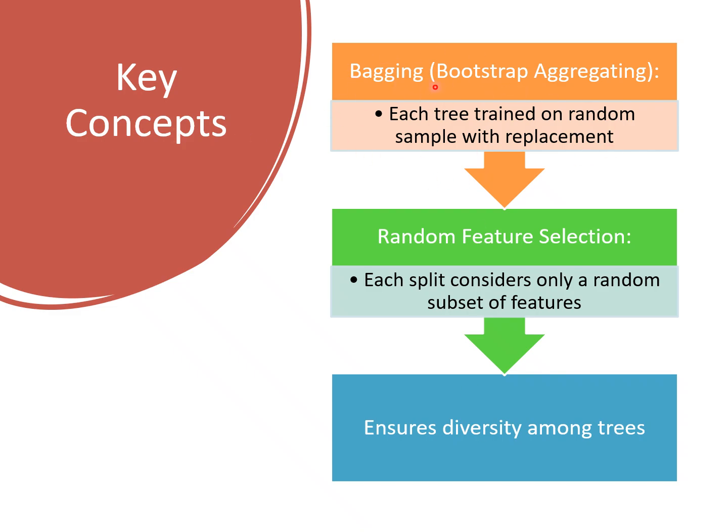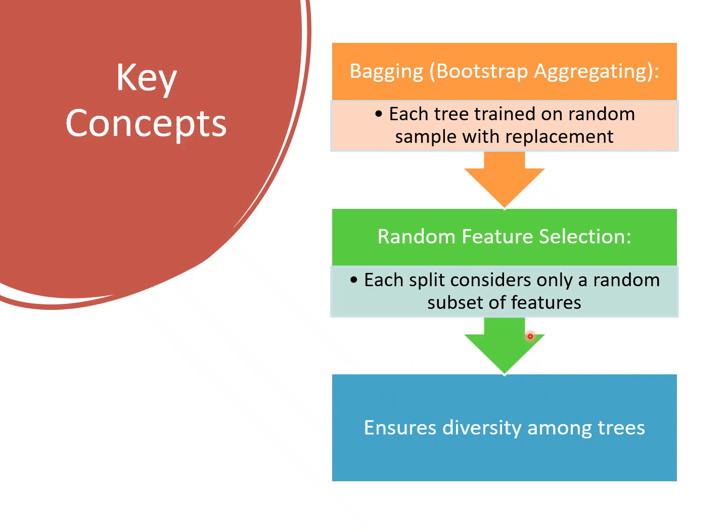So the key concept here is: what is random forest? Random forest is a bagging approach, which can also be called bootstrap aggregation, which simply means that each tree is trained on a random sample from the training data, with replacement. Also, when we pick that random sample, it goes with random feature selection. So each split considers only a random subset of features, picked for training each of those trees.